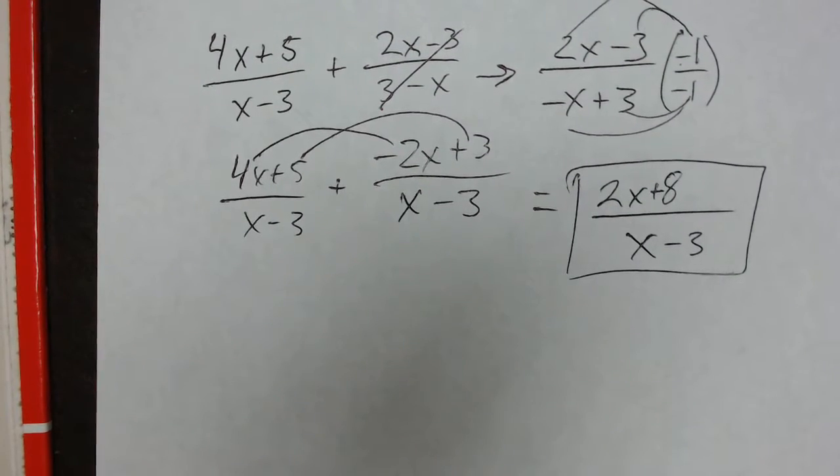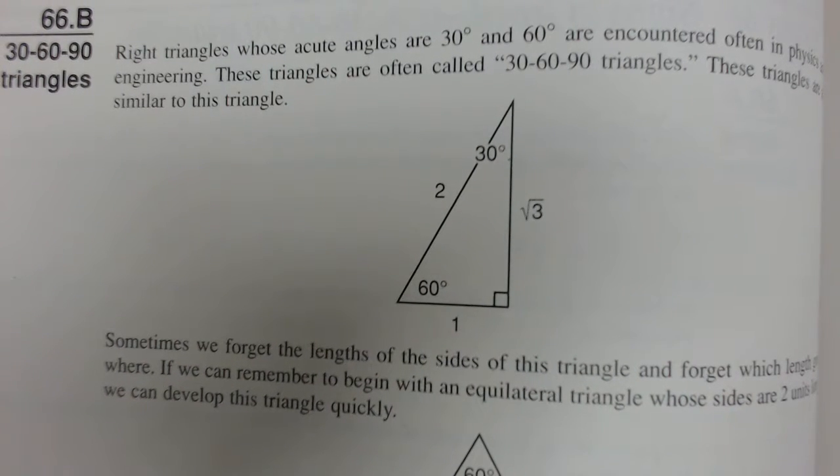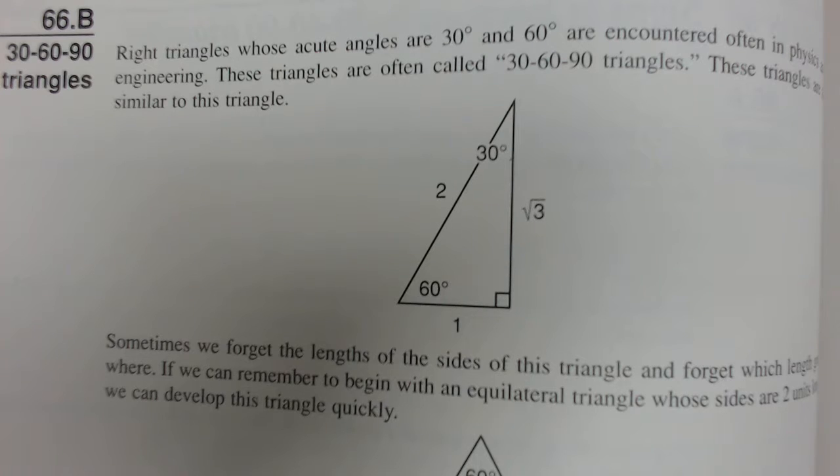Now, last thing, we're going to go over 30, 60, 90 triangles. This isn't going to take too long. This is the 30, 60, 90 triangle. You have to memorize it. And I'm absolutely saying you have to memorize it. This will actually be one of our weekly quizzes. I'll ask you to construct the 30, 60, 90 triangle from memory.